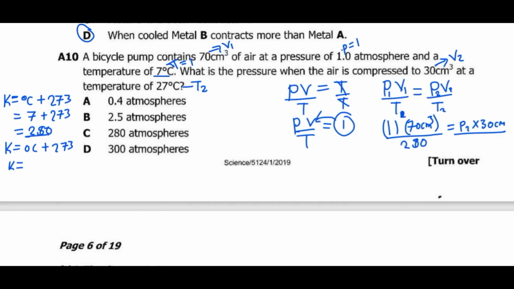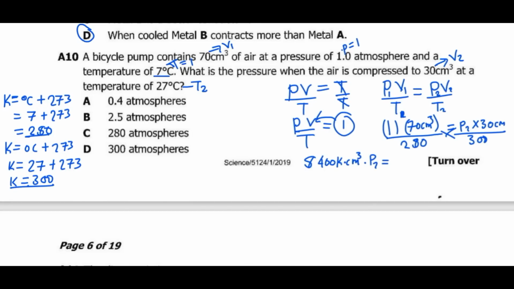So the temperature in degrees Celsius is 27 plus 273. According to my calculation, I'm getting 300. Then we can cross multiply. So 280 times 30, I'm getting 8,400. This 280 is the temperature in Kelvin, then cubic centimeter, pressure 2.